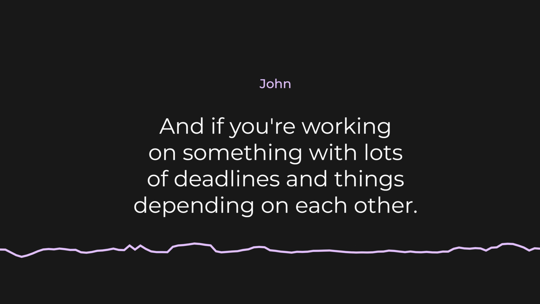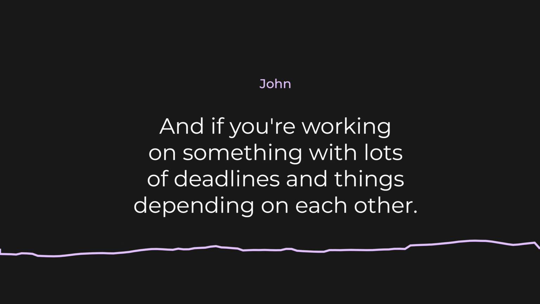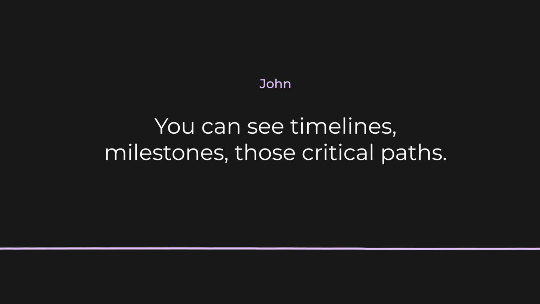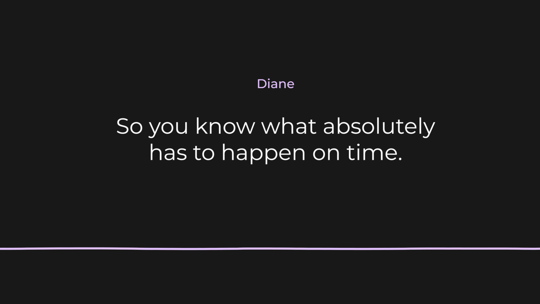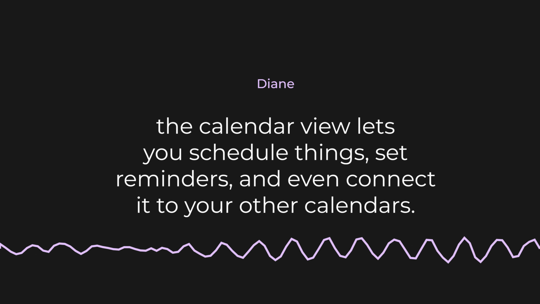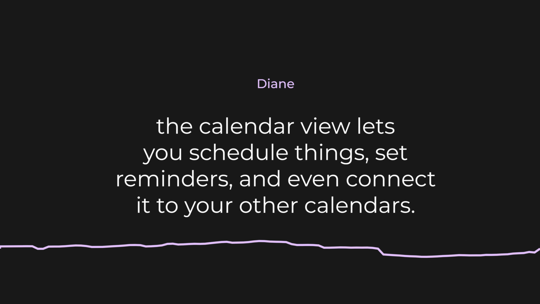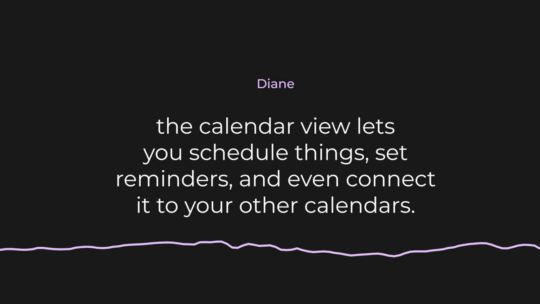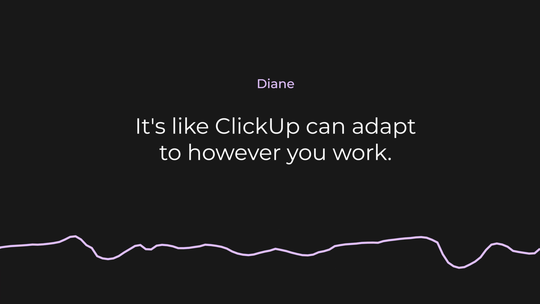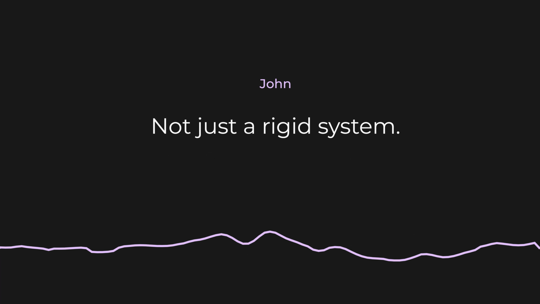Right. And if you're working on something with lots of deadlines and things depending on each other, complicated projects, yeah, the Gantt chart is great. You can see timelines, milestones, those critical paths. So you know what absolutely has to happen on time. Exactly. And if you're more of a calendar person, the calendar view lets you schedule things, set reminders, and even connect it to your other calendars, so it's all in one place. It's like ClickUp can adapt to however you work, not just a rigid system.